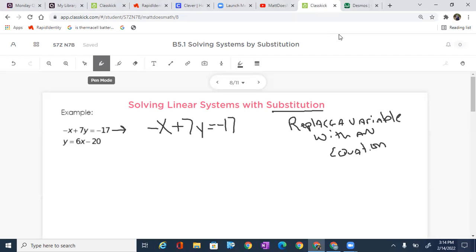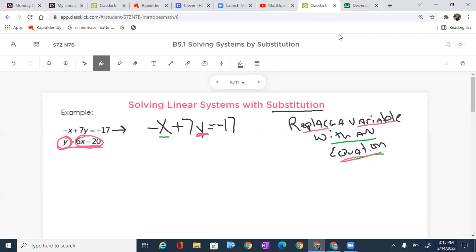Well, in this case, we have an x variable and a y variable, and we're going to look for which one we can replace with an equation. We can do this by looking at the second equation. And notice what it says. It says y equals. So we know what y is equal to. Y is equal to 6x minus 20. So what we're going to do is replace the variable y with the equation that it goes with, that 6x minus 20.